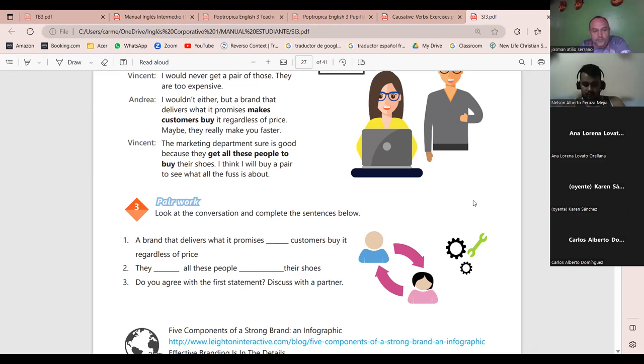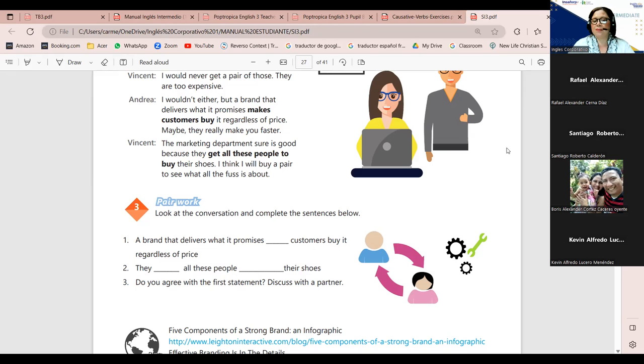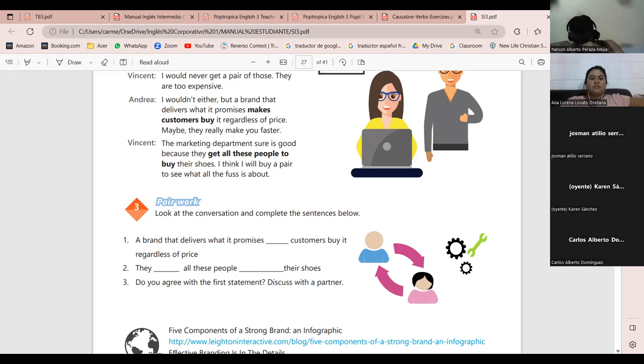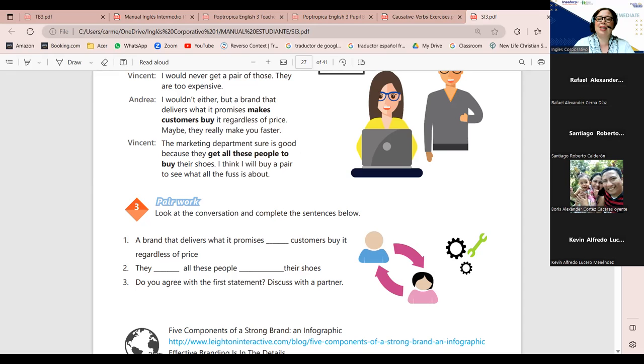Because when I buy a brand and it gives me what it promises, I feel better, I feel so good, and the other people say to me, wow, you bought such a good brand. Okay, so you recommend the brand because your experience was good and you don't care about paying a high price to get your comfortability, for example, to get durability, other aspects of the product, right? Okay, thank you, Kevin. What do you think, Lorena?